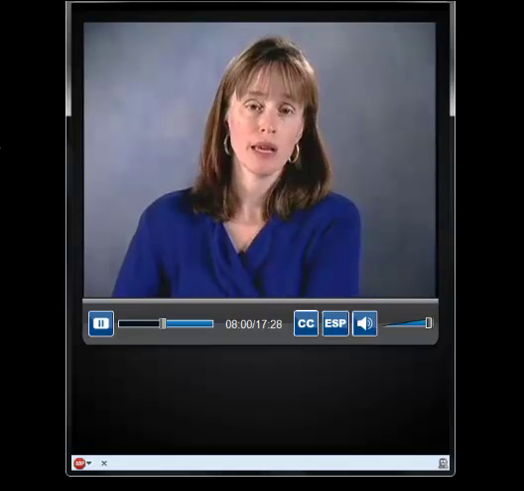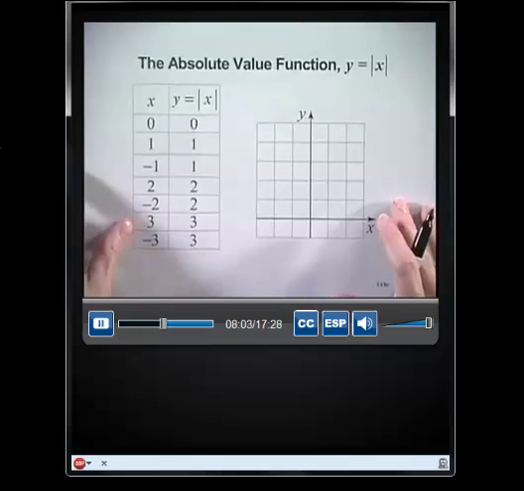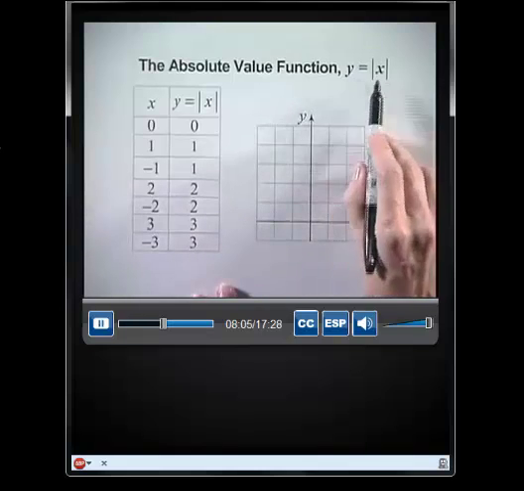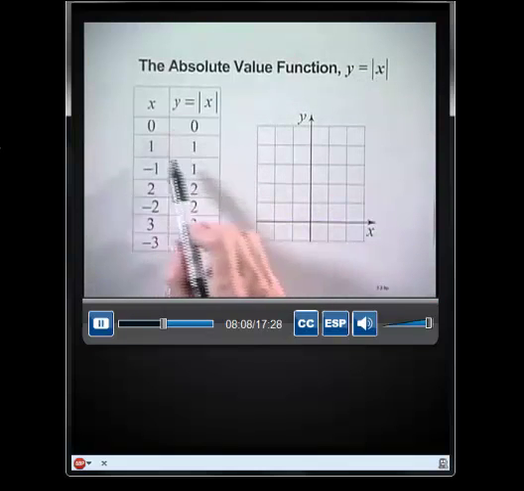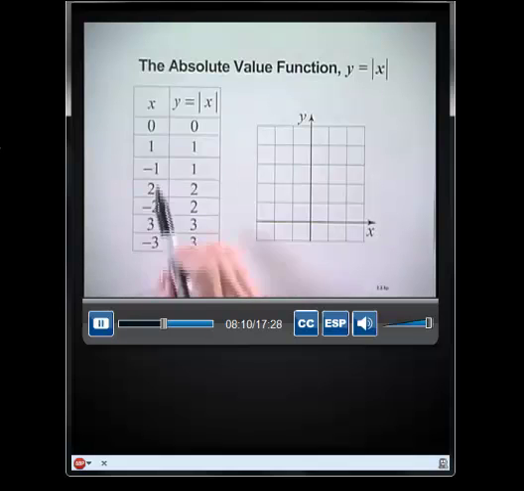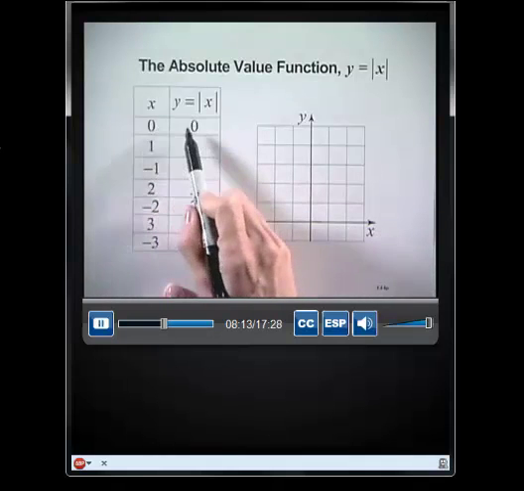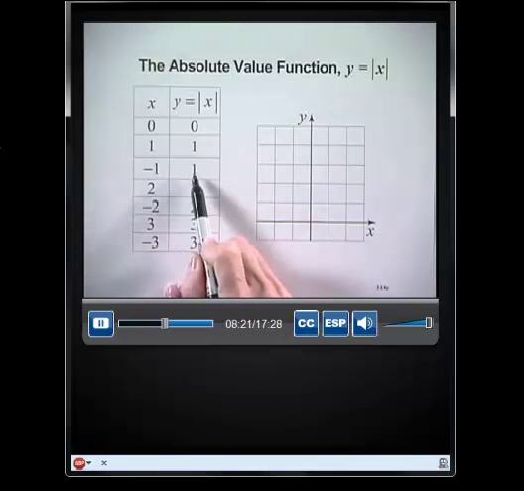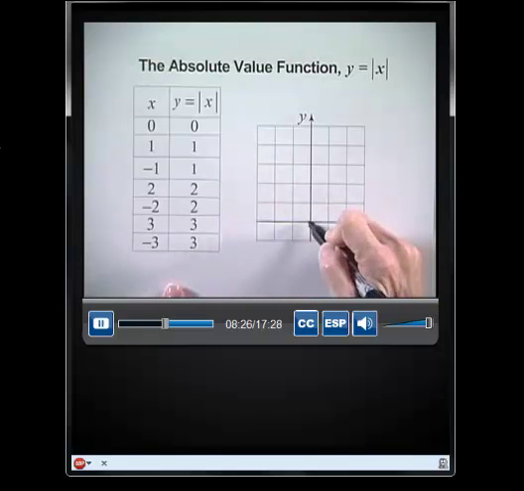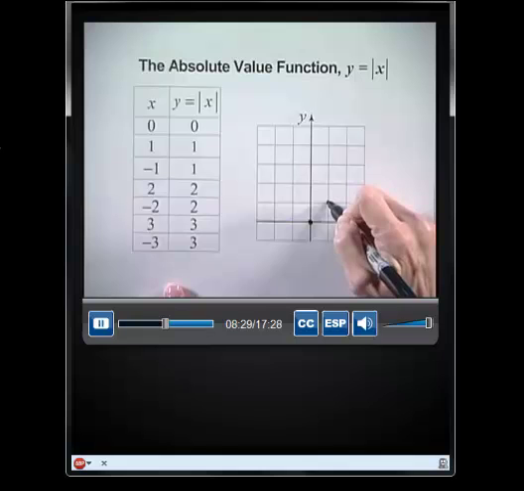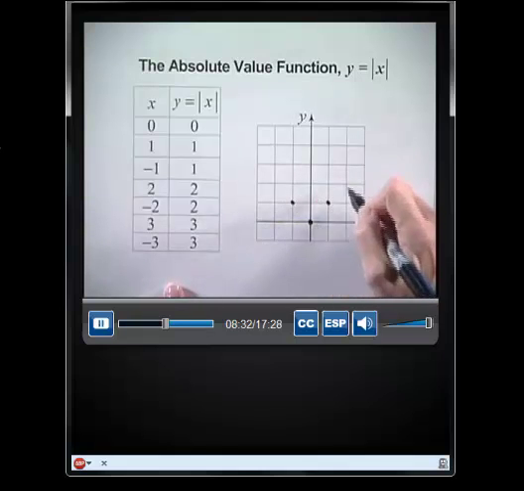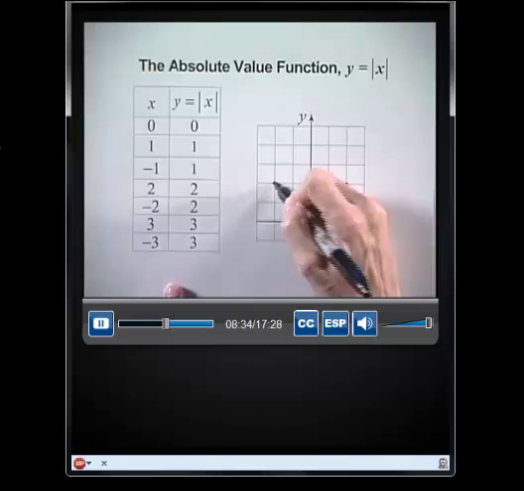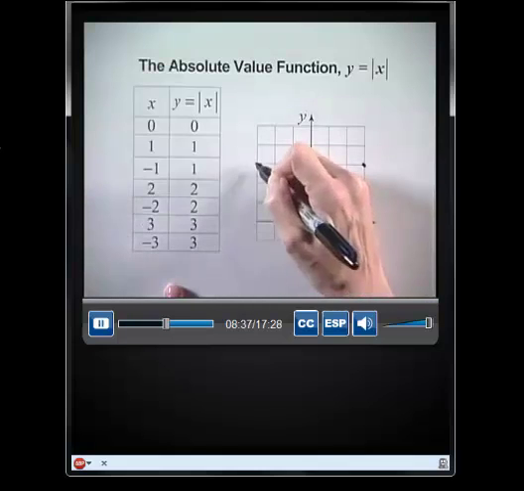Let's continue by looking at the absolute value function. The absolute value function is written y equals absolute value of x. And again, I have some ordered pairs that satisfy that function. Notice that each x corresponds to its absolute value, or y is the absolute value of whatever x happens to be. So if x is negative 1, y is the absolute value of that, which is 1. Well, let's plot these ordered pairs. I have 0, 0, 1, 1, negative 1, 1, 2, 2, negative 2, 2, and 3, 3, negative 3, 3.